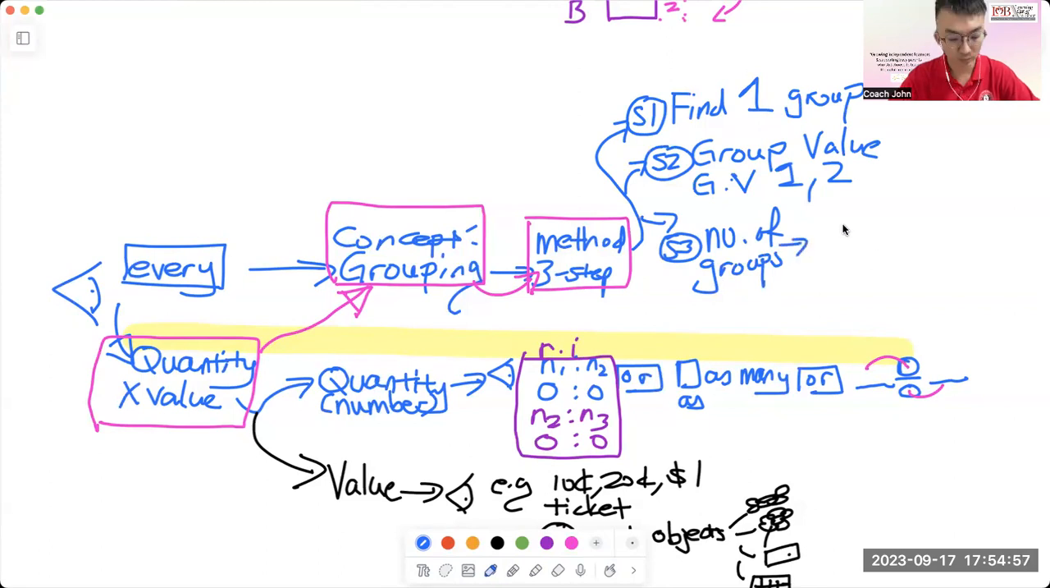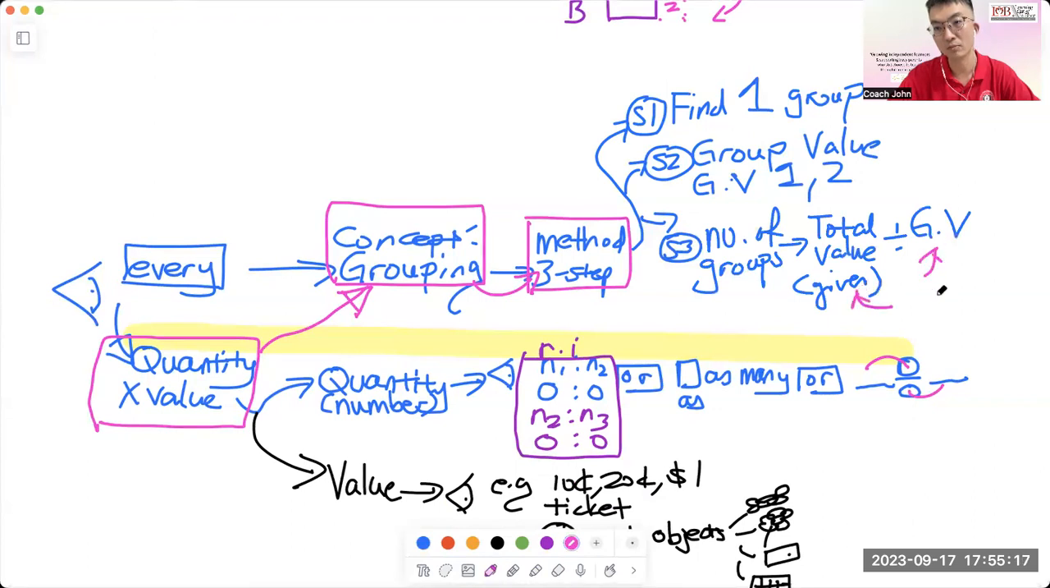Okay, so for the number of groups, you always use the total value, and total value is always given, divided by 1 group value, and make sure that both have the same units. If it's dollars for total value, make sure that it's dollars for group value. If it's cents for total value, make sure that it's cents for group value. If it's number of pence for total value, make sure that it's number of pence for group value. Okay.